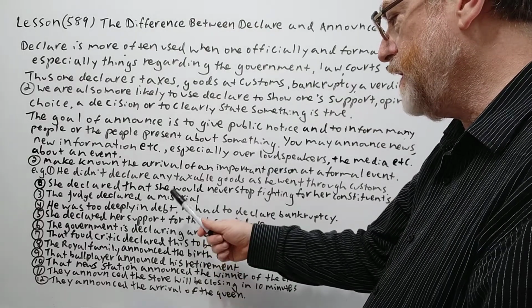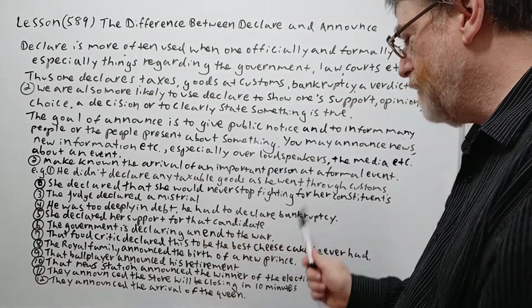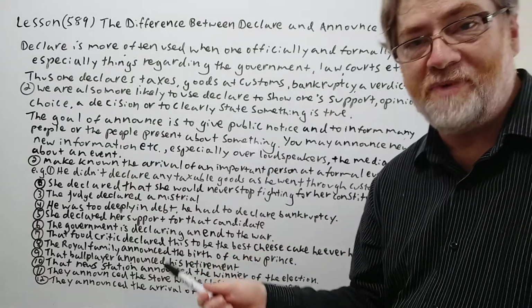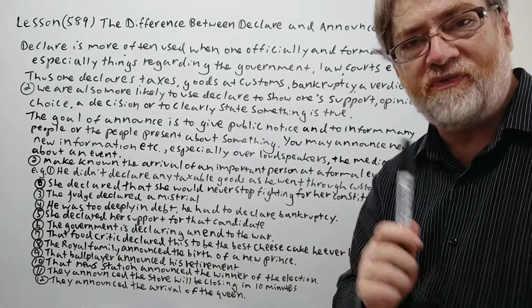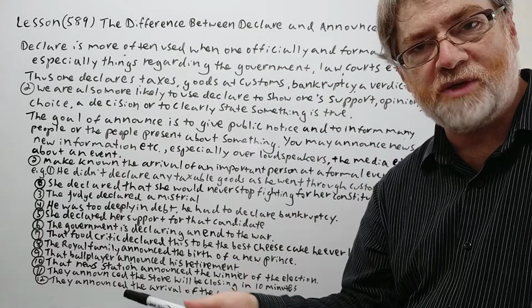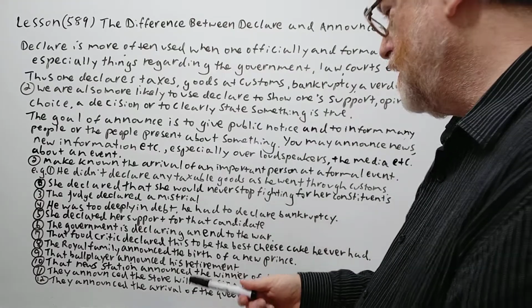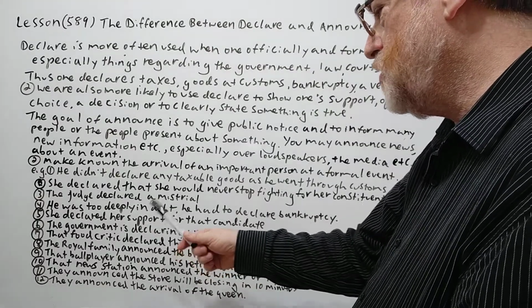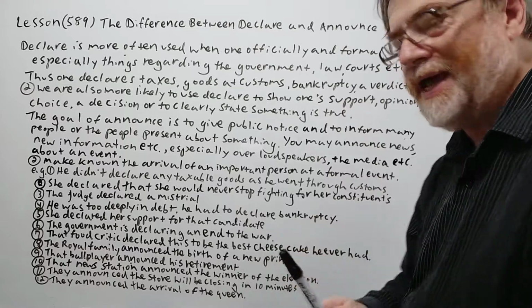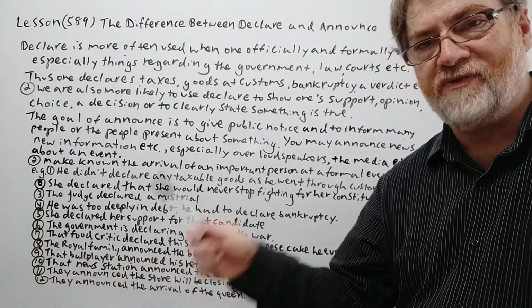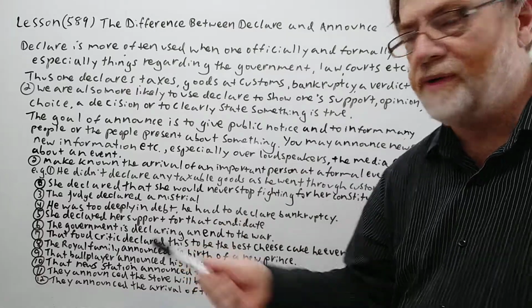Number 4: He was too deeply in debt. He had to declare bankruptcy. Yeah, we say declare bankruptcy. You don't announce bankruptcy. You don't want everybody to know about that. But you have to do it officially, for tax purposes, government purposes. All right, let's continue. Number 5: She declared her support for that candidate. So again, you're trying to say that this is true and it's significant, especially with support.